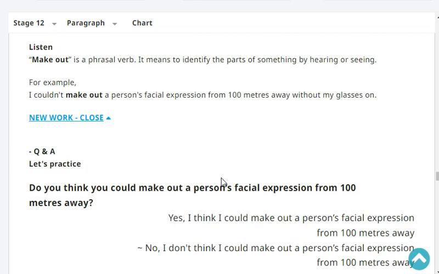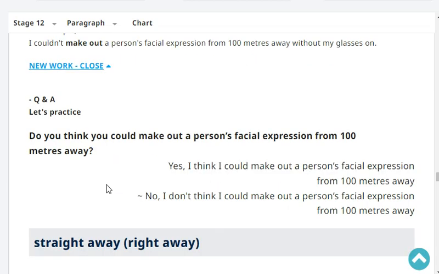For example, I couldn't make out a person's facial expression from 100 meters away without my glasses on. Let's practice.